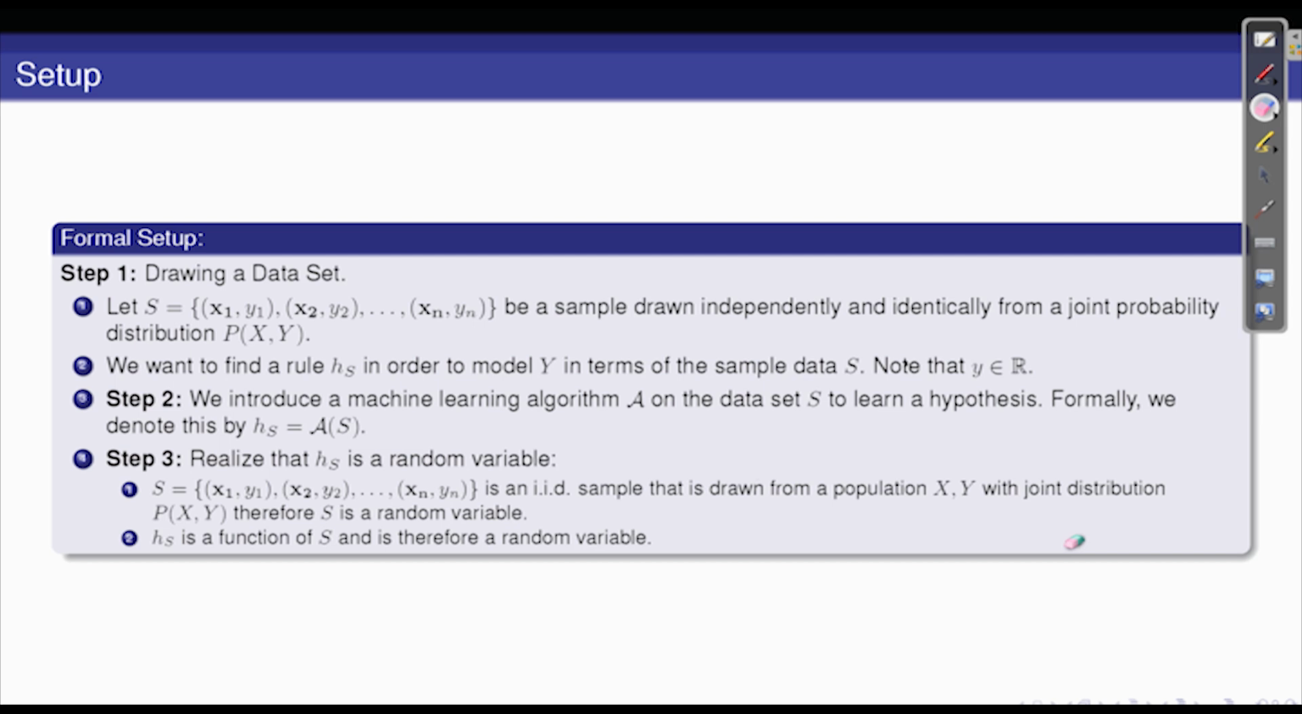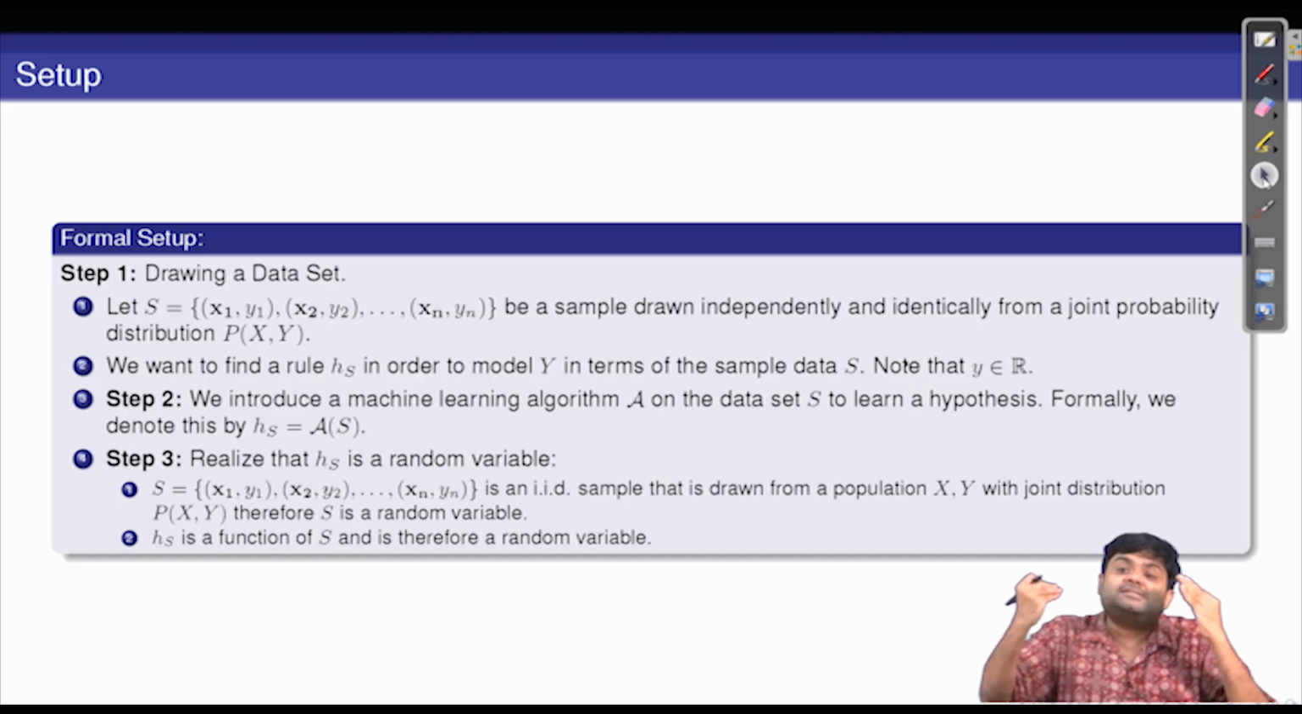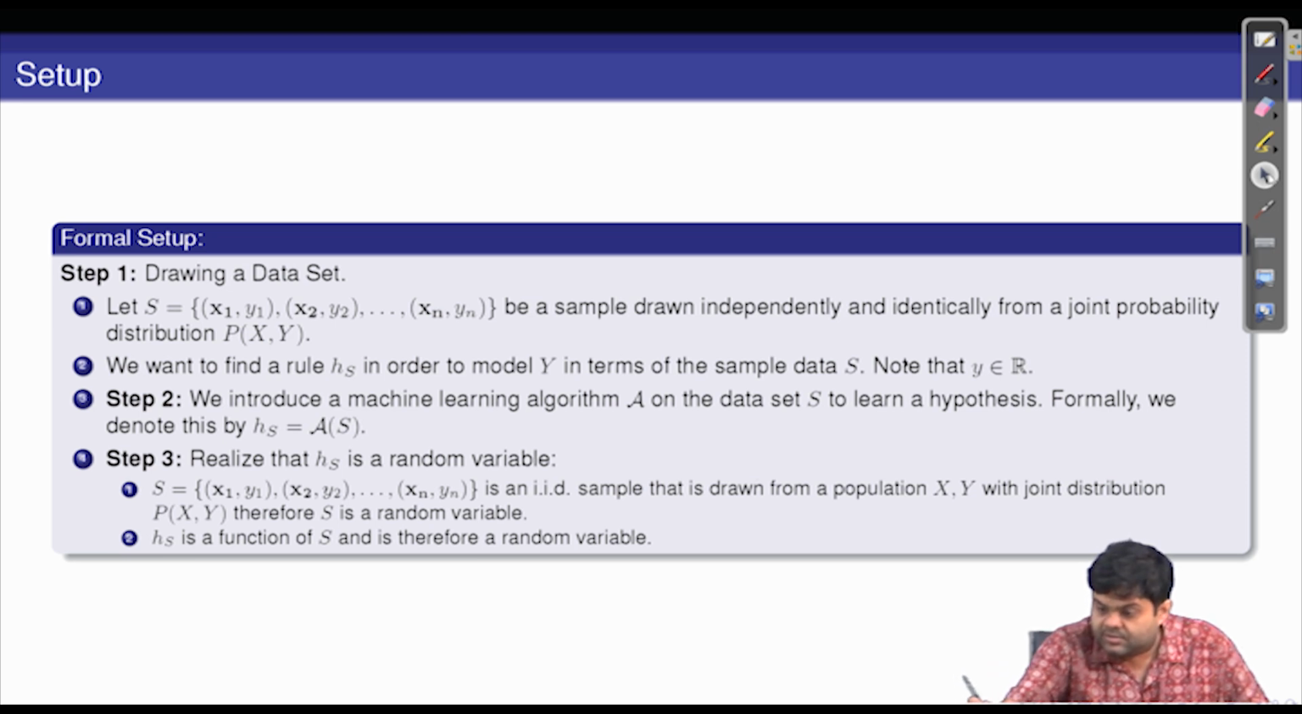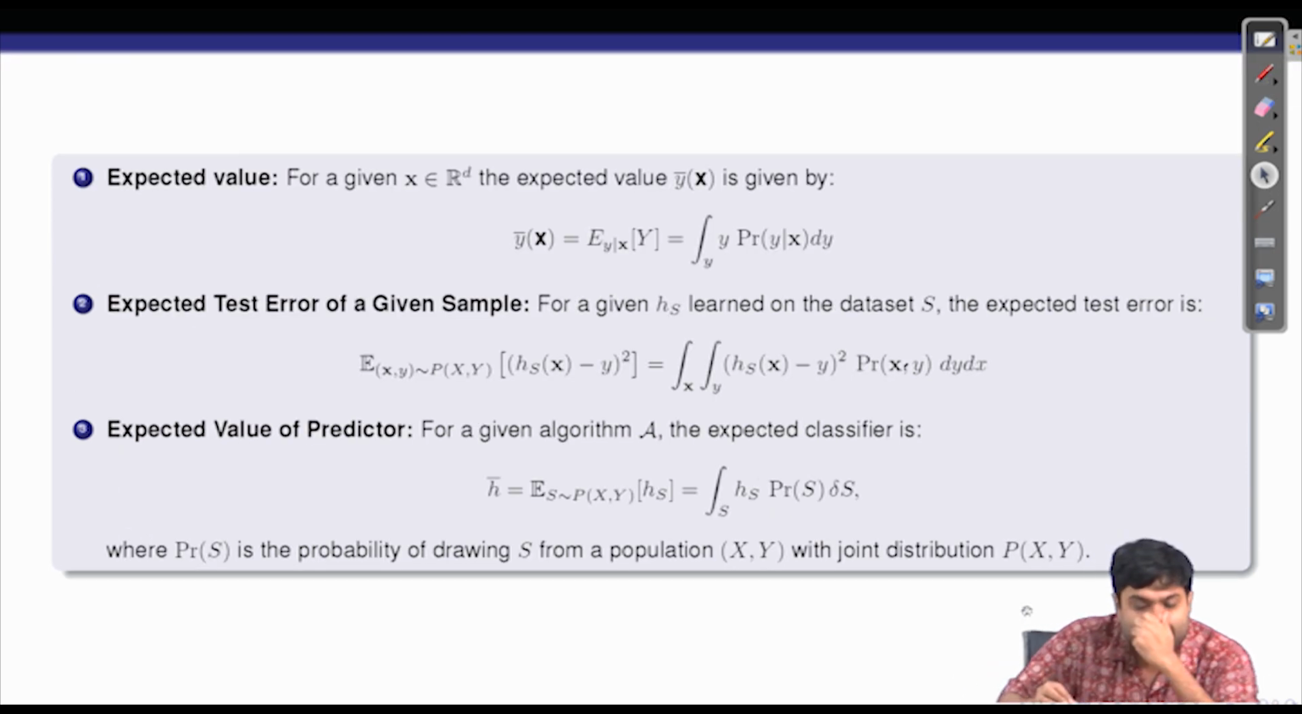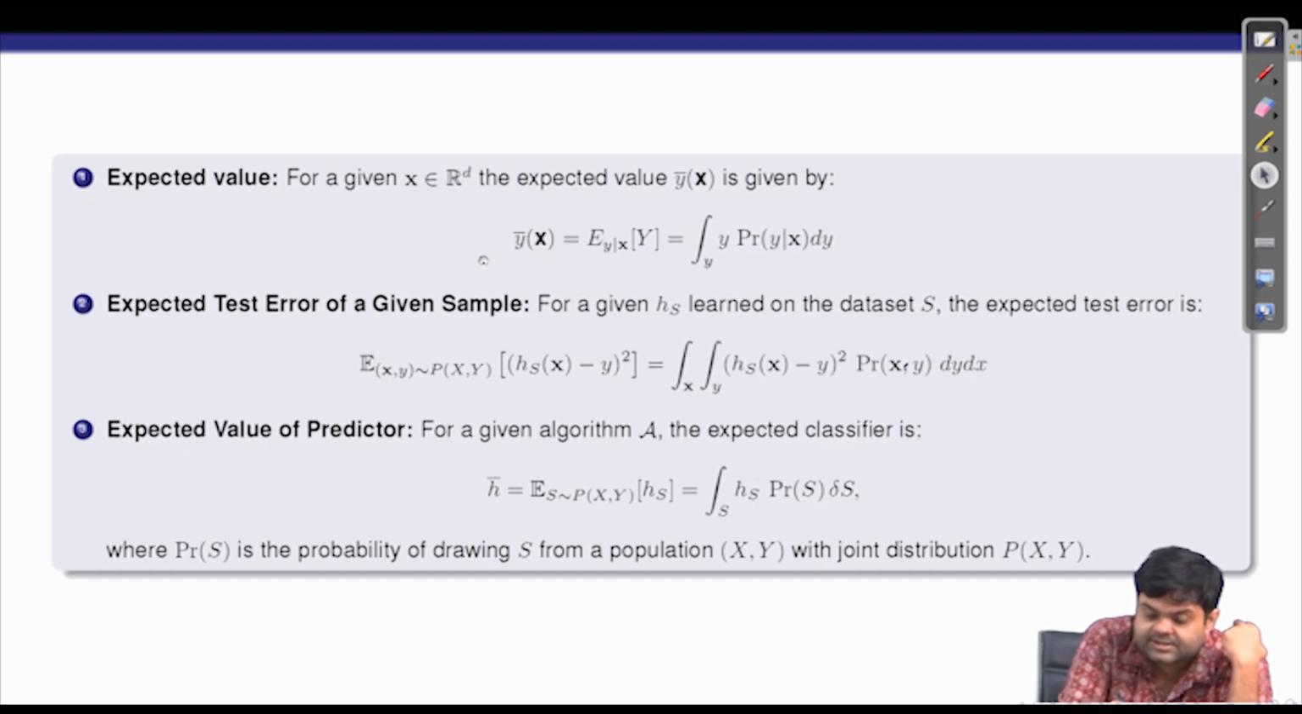So for that, we need to consider the sample as a random variable. It's really important to visualize the sample as a random variable and to study how h_S behaves: once you have the rule, if you feed the sample into that rule, it gives you an h_S. It's important to understand how these rules behave for various different samples. So we started with discussing this thing.